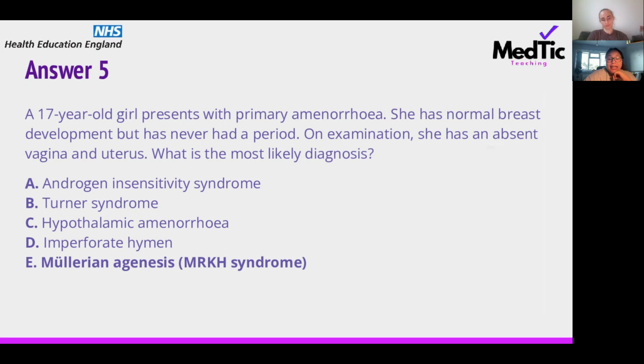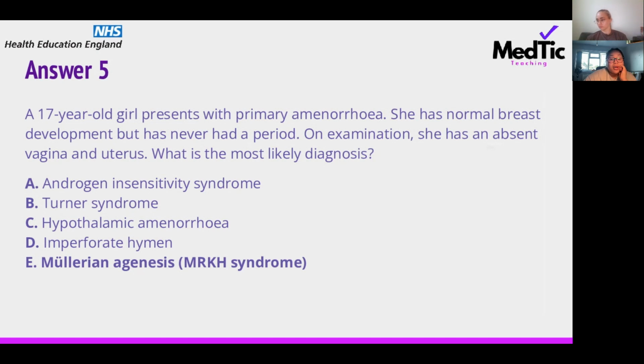A is incorrect because that also presents with amenorrhea as well as an absent uterus, but you do have breast development, generally from the peripheral aromatization of testosterone, and you'd also expect absence of hair under the armpits and the pubic region. Turner syndrome can present with short stature, webbed neck, and no breast development. However, the uterus is present.